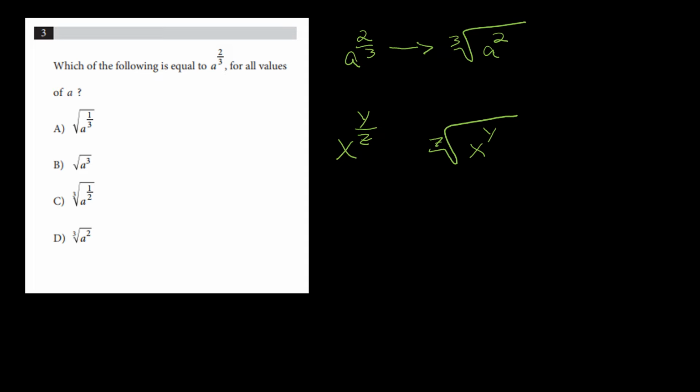Which of the following is equal to a to the 2/3 for all values of a? We had a similar problem like this in the last practice session, I think, or maybe two before, where if we have a number, let's say x to the y over z, then we know that's going to be the z root of x to the y. So if we just keep that in mind, that's going to be the cube root of a squared. It's just that easy. You're going to get a correct one there.